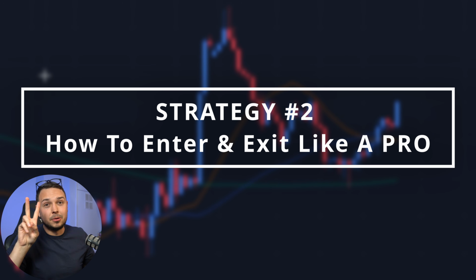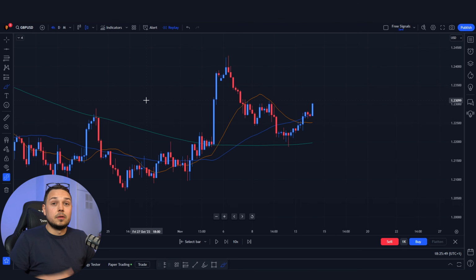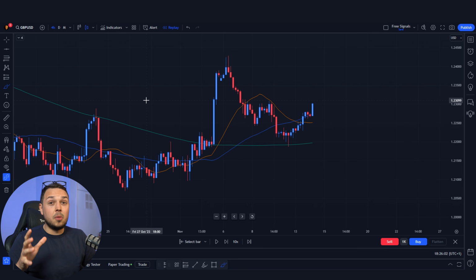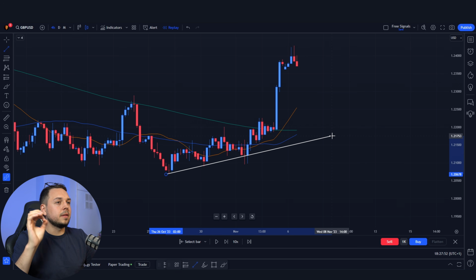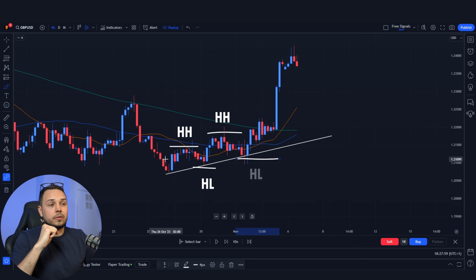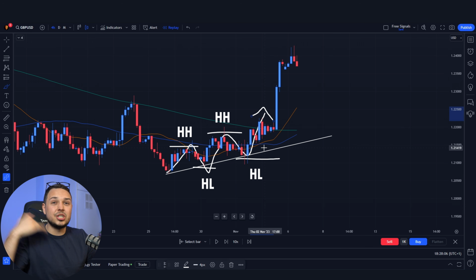So strategy number 2, how to enter and exit trades, is trend continuation. The best way to identify a trade opportunity is by using moving averages 20, 50 and 200, understanding market momentum and volatility, and finding important candlestick patterns. Okay, let's take a look over here. The market has been trending towards the upside, right? We had higher highs, higher lows, higher highs, higher lows. Every single time the market moves towards the upside, it pushes just a little bit higher.